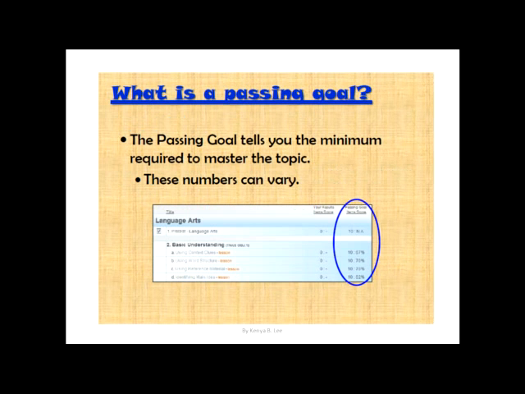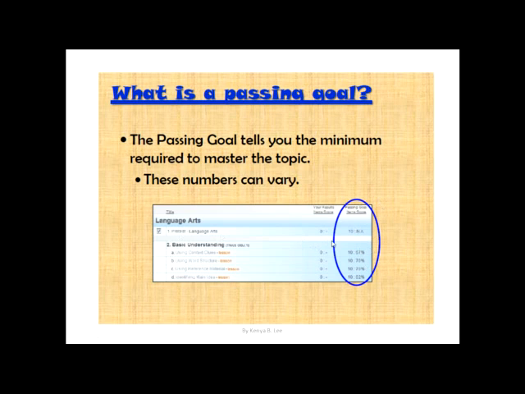So on the side of your Study Island, you can see that the passing goal tells you the minimum amount of points it is to master in a blue ribbon or a red palm tree, as we see in Study Island. Now on the right, it'll tell you how many questions you have to answer and what percent you have to have.